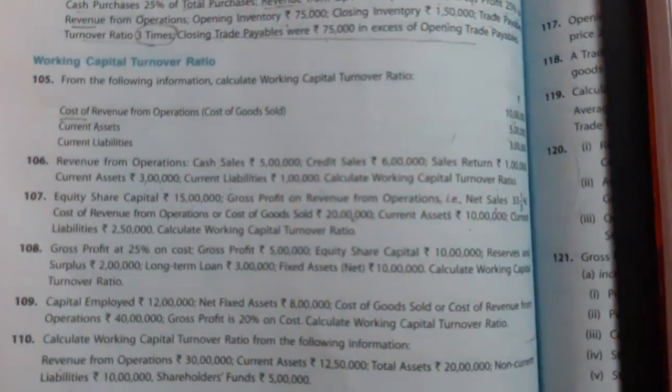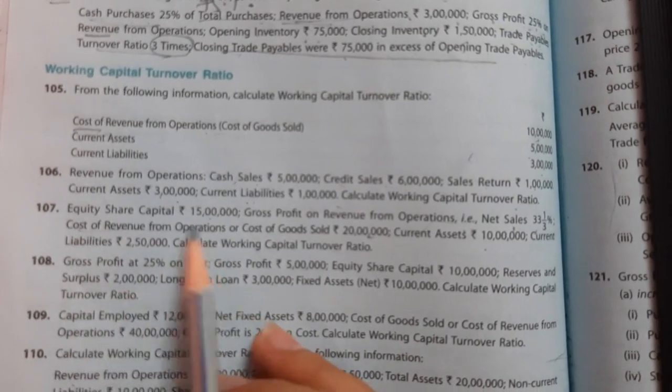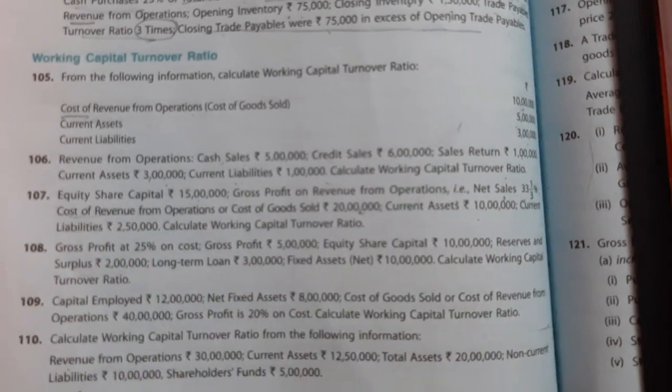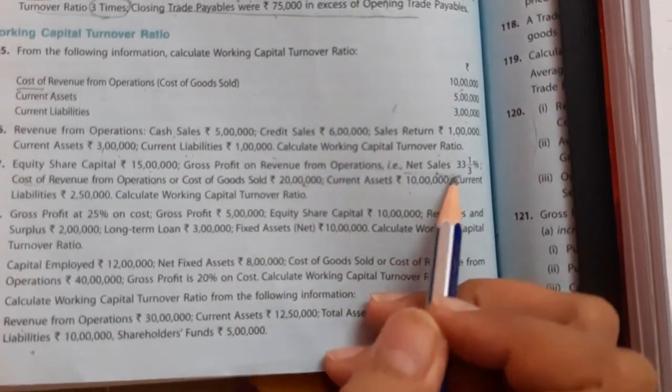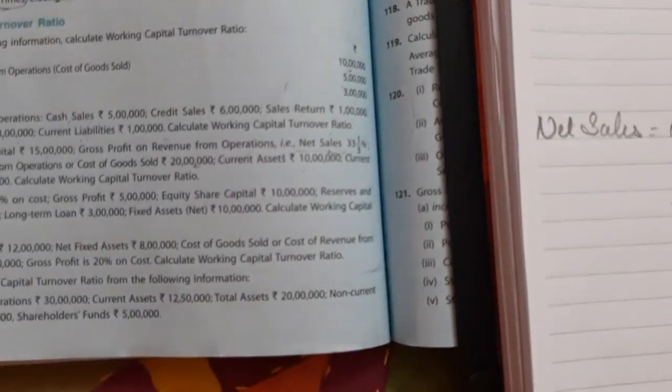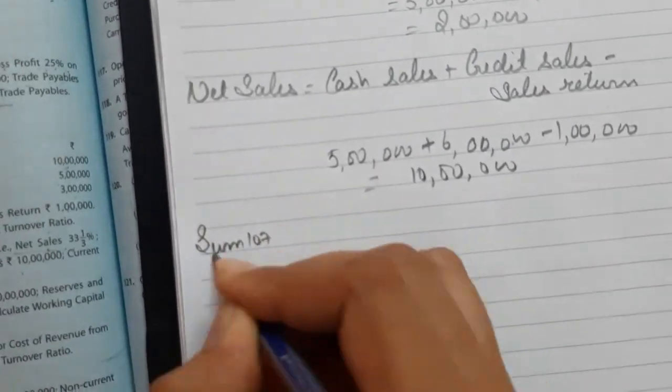If there was no data related to that, for revenue from operation you can easily use the cost of revenue from operation for the formula. But here you are given data, so we have to find revenue from operation. So let us find out. This is sum number 107. See what it is saying.